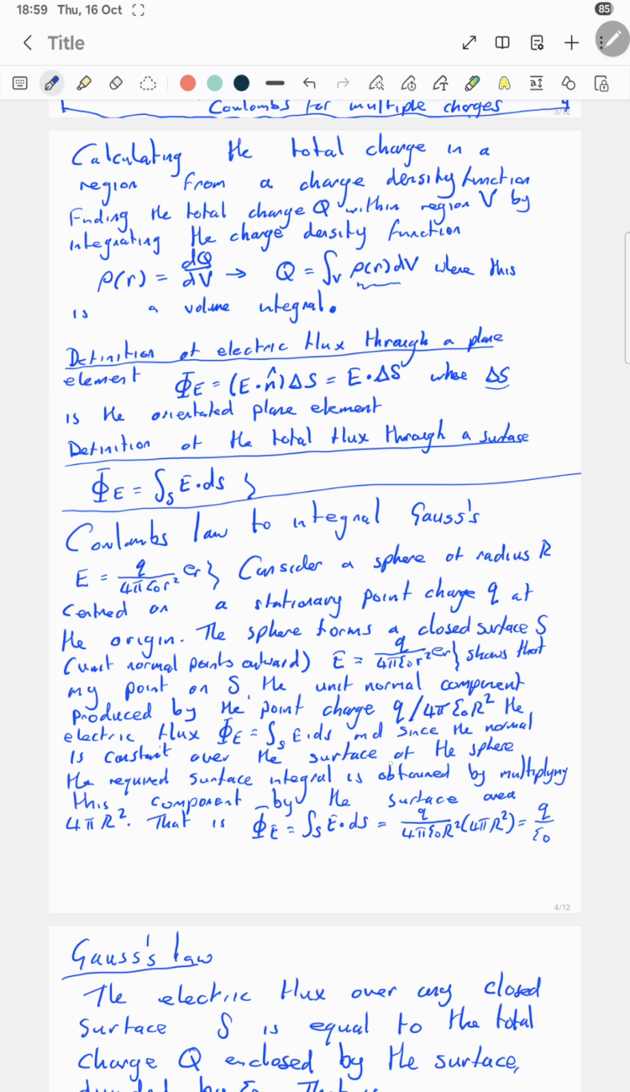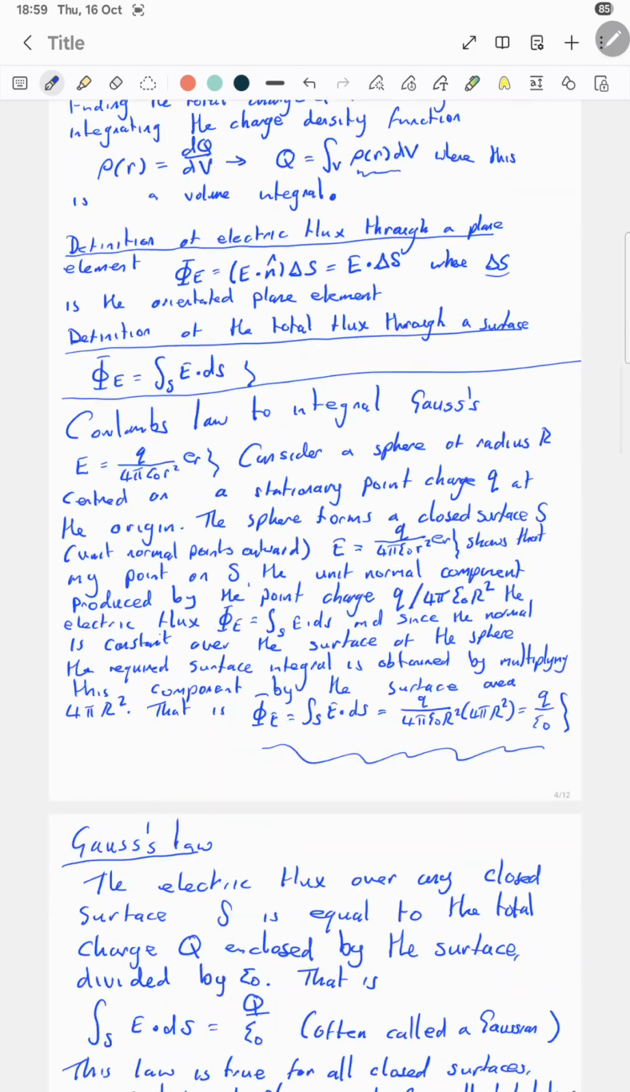At any point on S, the unit normal component produced by the point charge Q gives the electric flux, and since the normal is constant over the surface of the sphere, the required surface integral is obtained by multiplying this component by the surface area, 4 pi r squared, that is given here, and this would be Gauss's law. Well, we're getting on. This is the right hand side of Gauss's law.